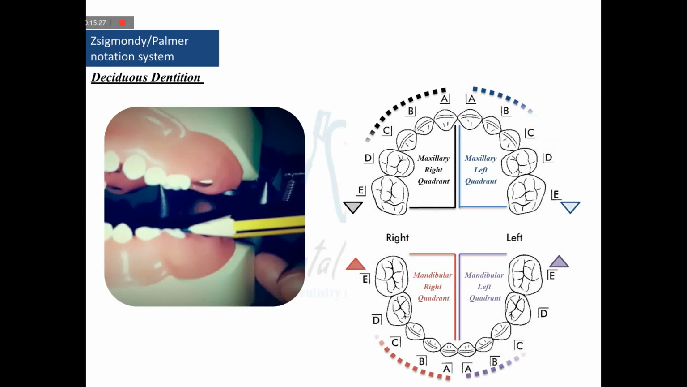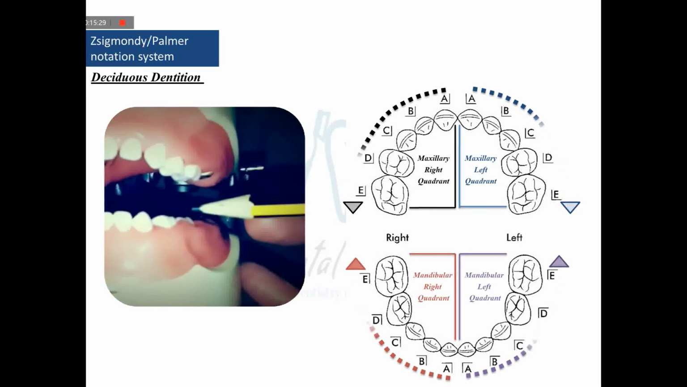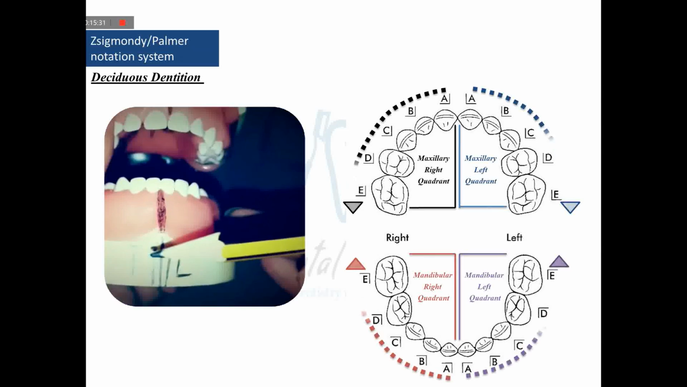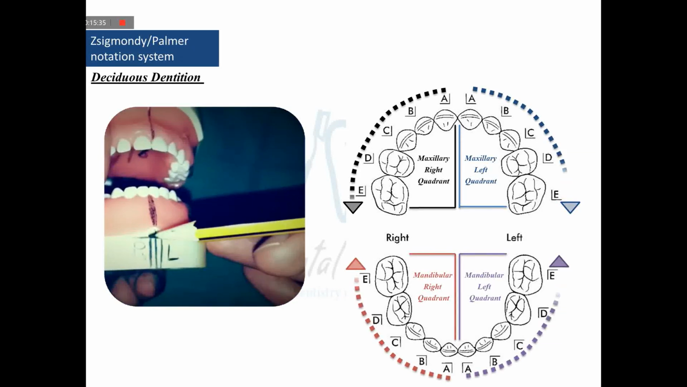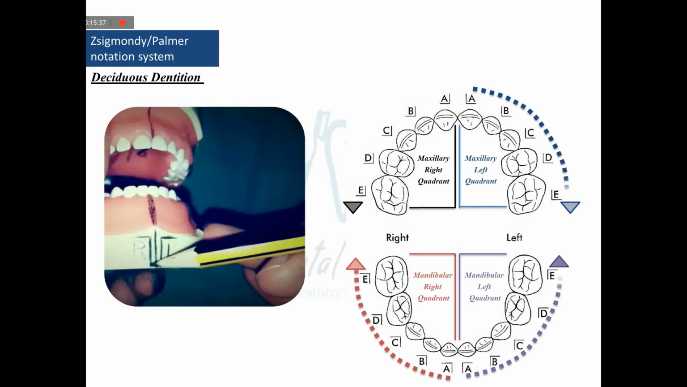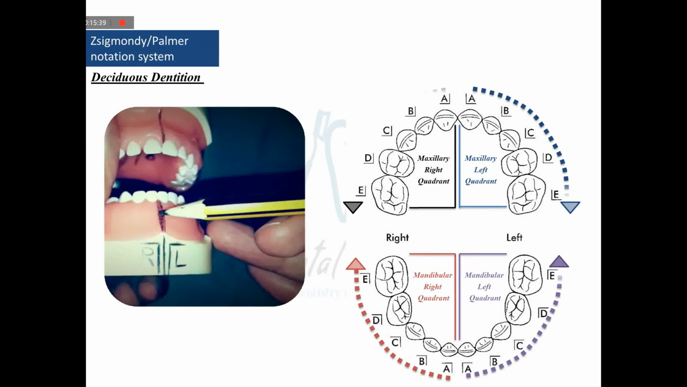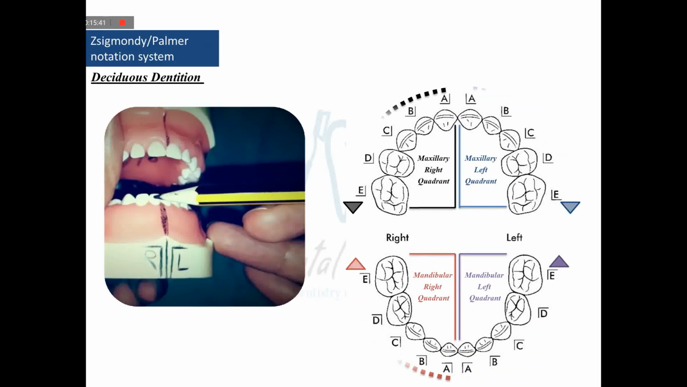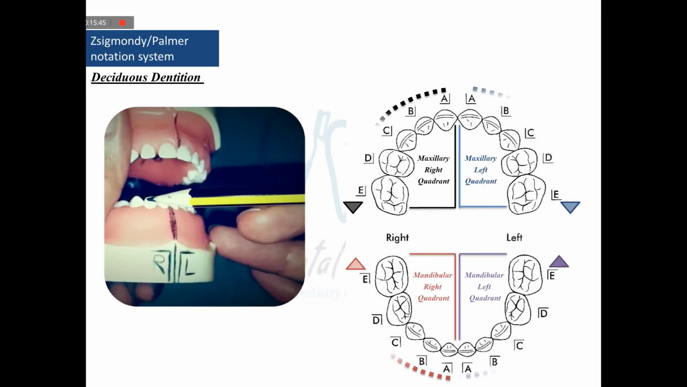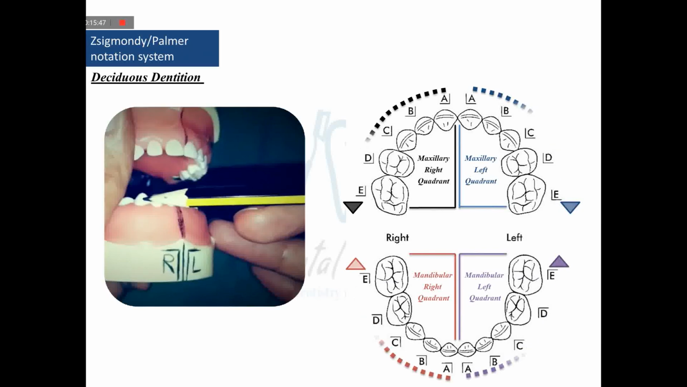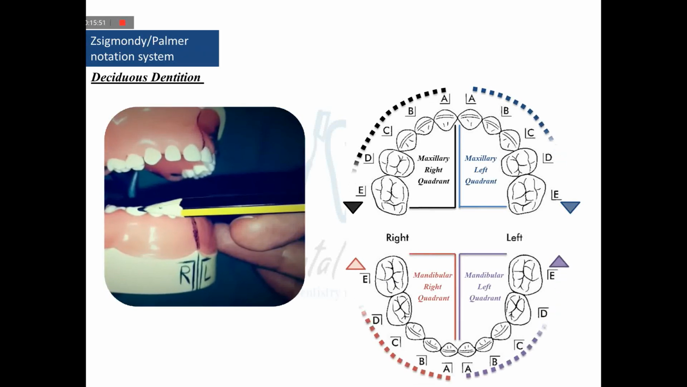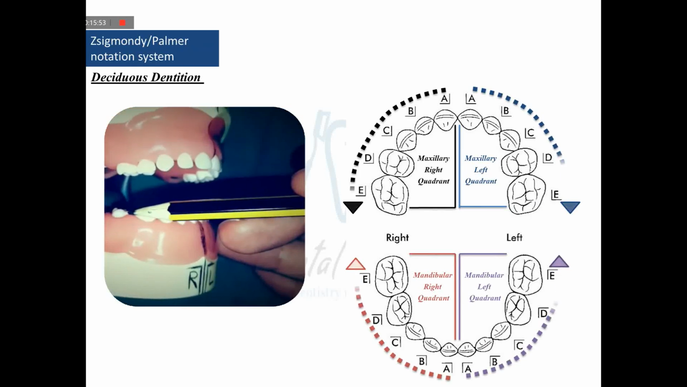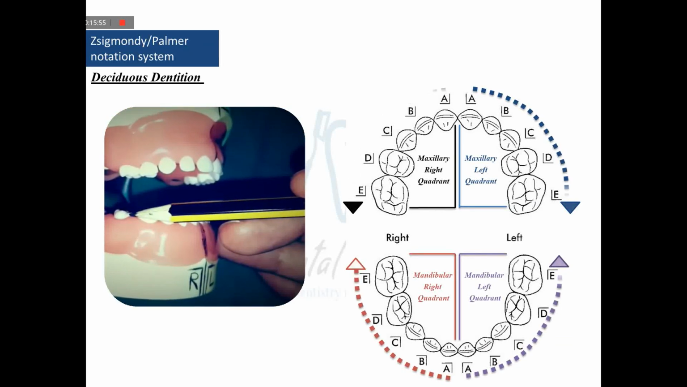So all the deciduous dentition in the Palmer notation system is mentioned in alphabetical order. So for the lower right hand side, we draw up a symbol like this first. Then we start to count from the midline towards the right, that is the deciduous central incisor as A inside that symbol, lateral as B, canine as C, the deciduous right first molar as D, and for the second molar we will mention it as E.